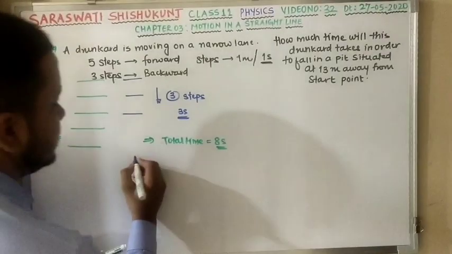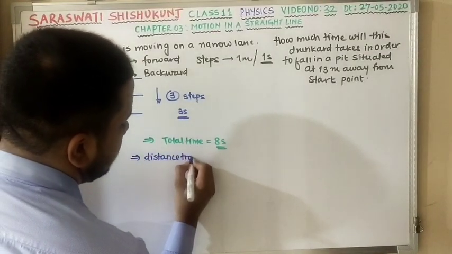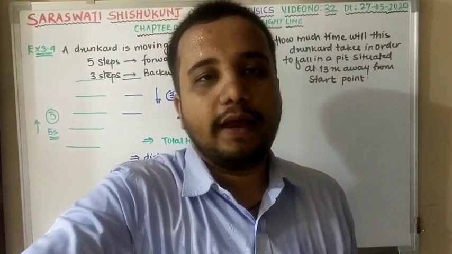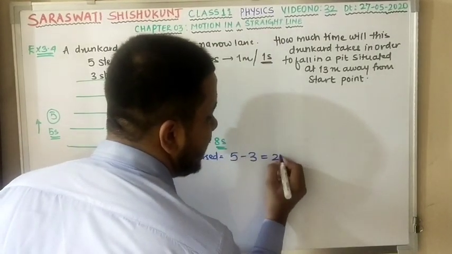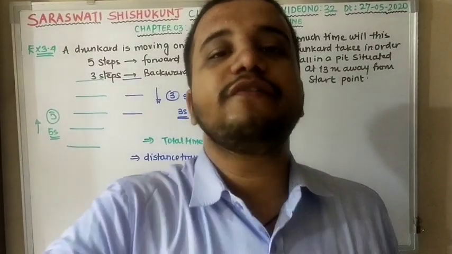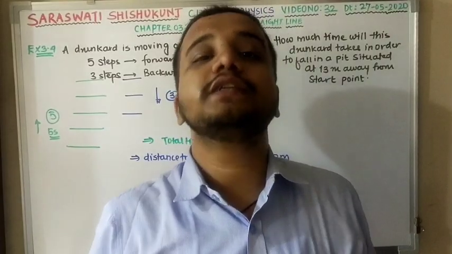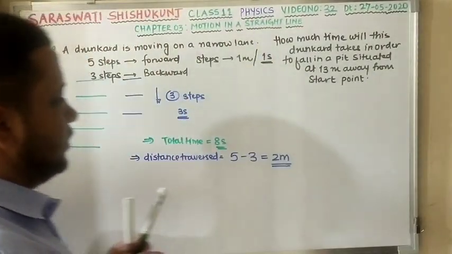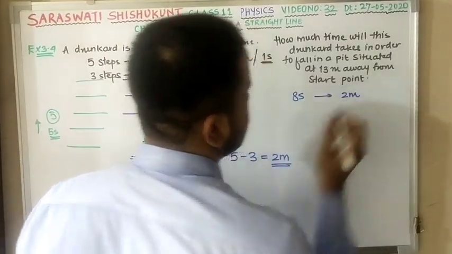Now you will be able to check the distance. Distance traversed, you will be able to notice that it is moving 5 steps forward and 3 steps backward. So 5 minus 3 means in each lap it is covering how much distance? 2 meters only. Because it's moving 5 steps and coming back 3 steps. If I move forward and come back, you will be able to notice the distance covered is very less. That is 2 meters over here. So I can say that for 8 seconds, he is covering only 2 meters distance.